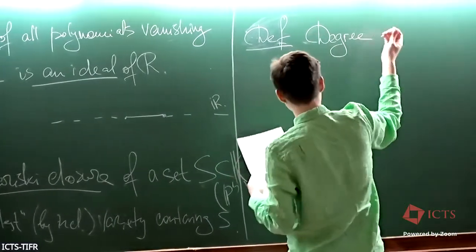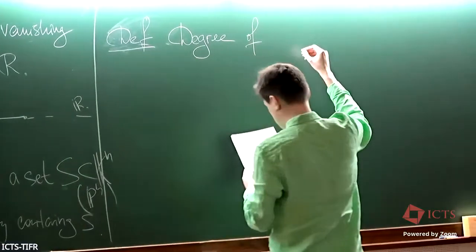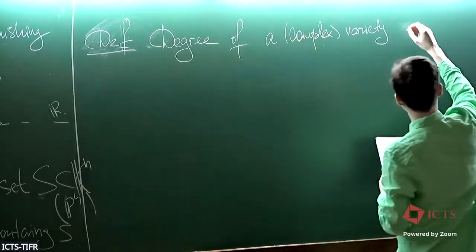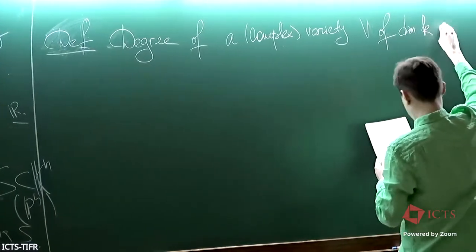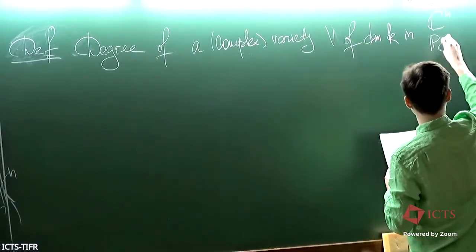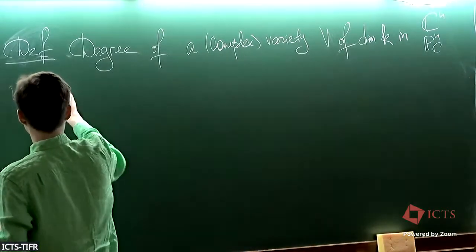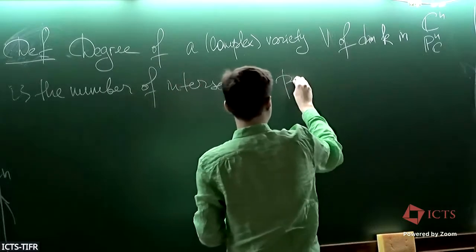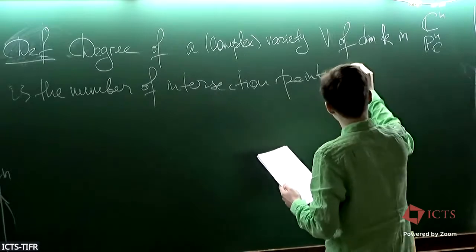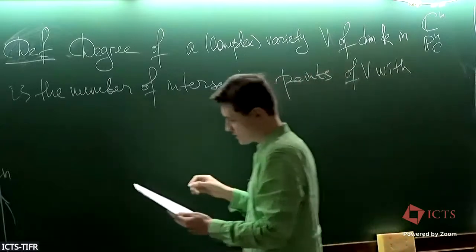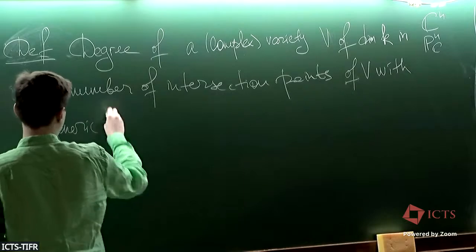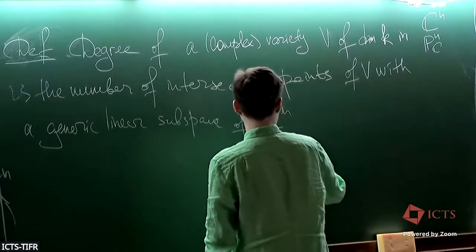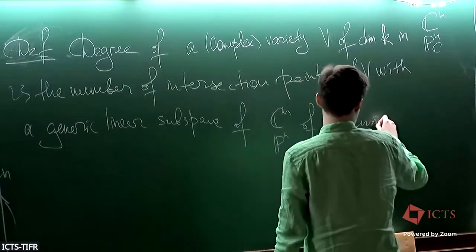So this works nicely and non-abstractly, concretely only over the complex numbers, but we will also need this over the complex numbers today. The degree of a complex variety V of dimension k in C to the n or in the complex projective space is the number of intersection points of V with a generic linear subspace of C to the n, P to the n of dimension n minus k, of complementary dimension.